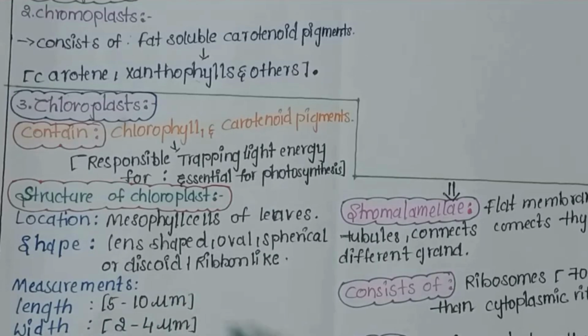There is a variable number of chloroplasts present in a cell, like in Chlamydomonas, where there is 1 per cell, and in green algae, these are present 20 to 40 per cell. Let's discuss the structure of chloroplast with the help of a diagram.